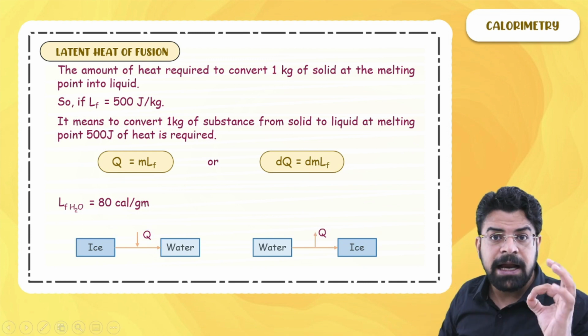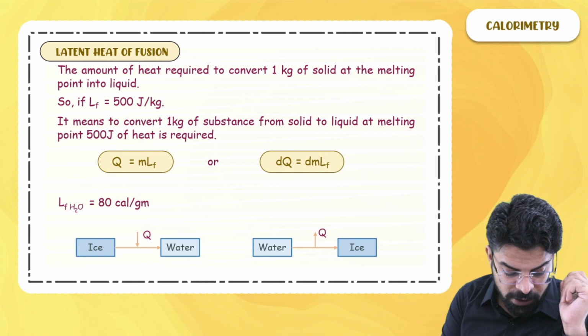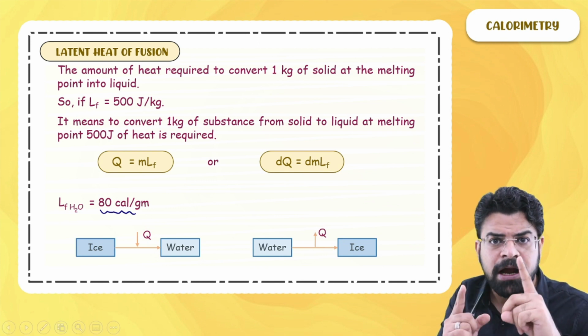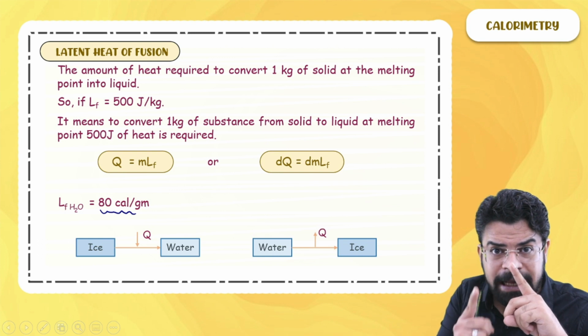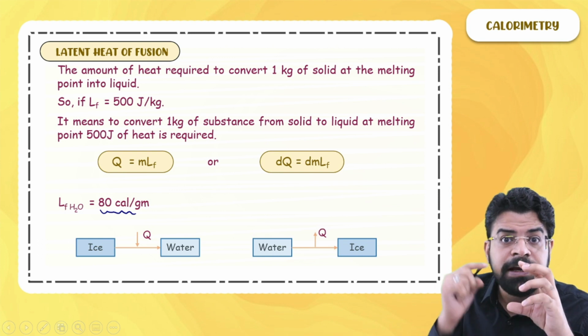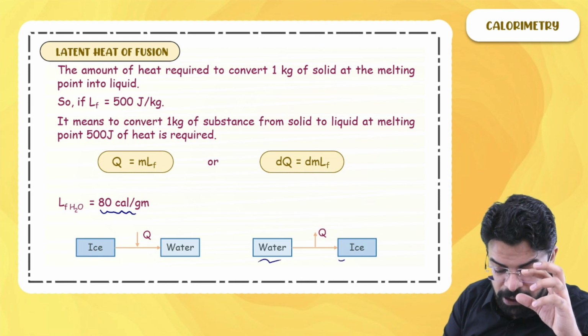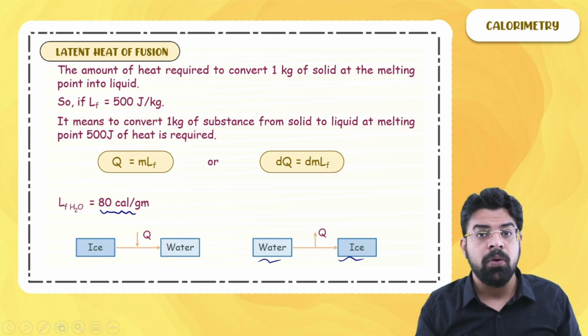When I say that the latent heat of fusion for H2O is 80 calorie, it means that for every gram to be converted from ice into water, you have to give 80 calorie. And for every gram to be converted from water into ice, you have to take out 80 calorie.